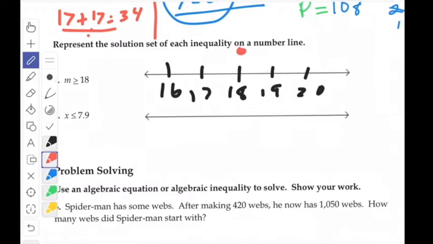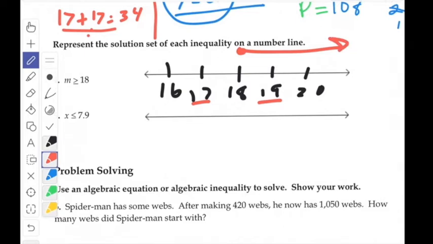Now what I would do is, just to play it safe, try these two numbers into the inequality and make sure it works. So 17. Is 17 greater than or equal to 18? No. So it should go to the right, but let's try it again. 19. Is 19 greater or equal to 18? Yes. So the arrow goes that way.